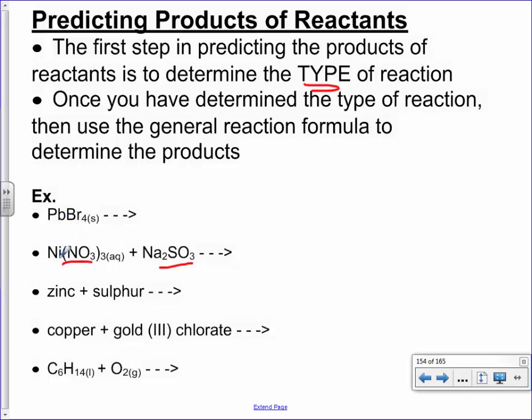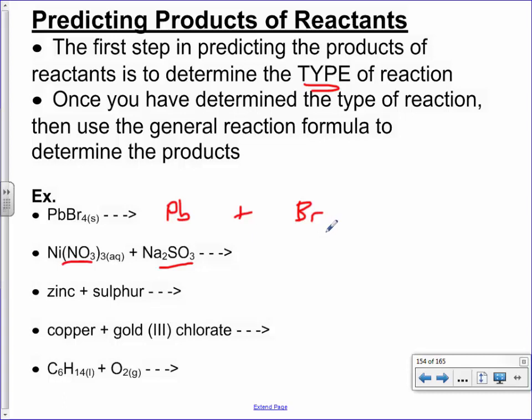Hey guys, can I make sure everyone's focused? Thanks. This should be decomposition because we've only got one thing to start with. So we need to take lead and bromine and break them into pieces. So that'll be lead by itself and bromine by itself.